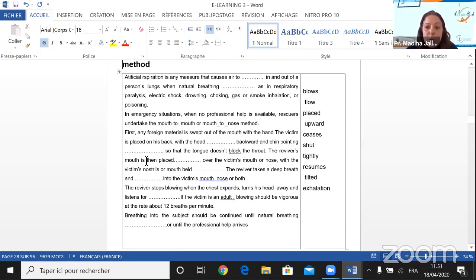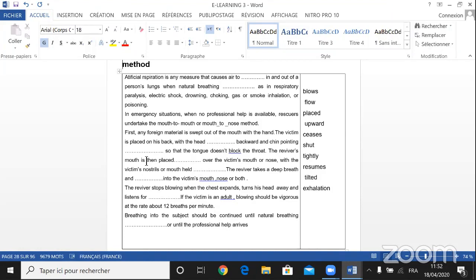So just to do it quickly, to save time, can we do it together and help one another to give the answers? Any volunteer to read the paragraph? Hijr Jarraya, for example. Artificial respiration is any measure that causes air to in and out of a person's lungs.